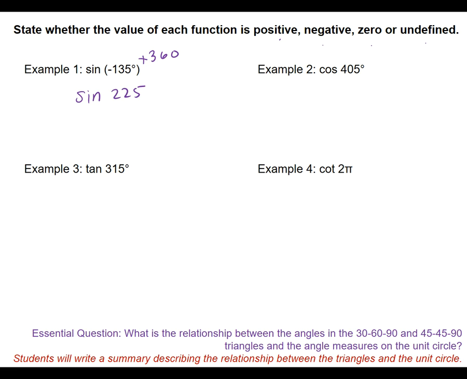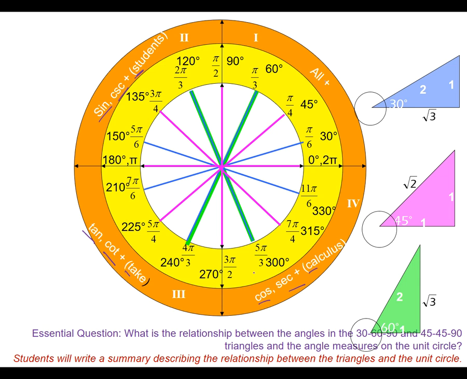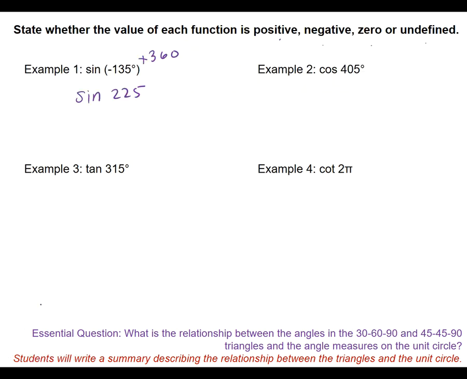What quadrant is 225 in? We're in the third quadrant. 225 is right here. It wants me to find the sine. The only things that can be positive are tangent and cotangent. So the sine, S-I-N, is it going to be positive or negative? It's going to be negative. Write down a negative. That's the answer. There's not a lot of written work today. There's a lot of thinking about my work.